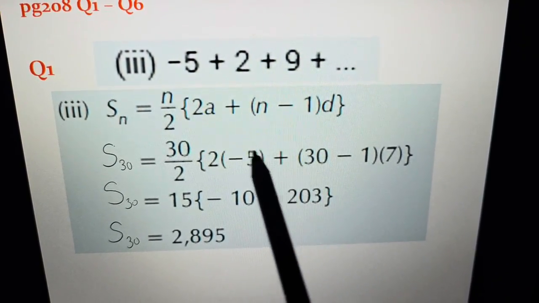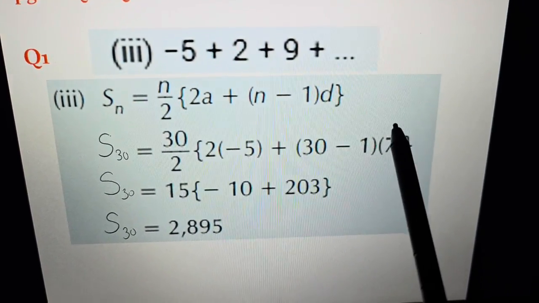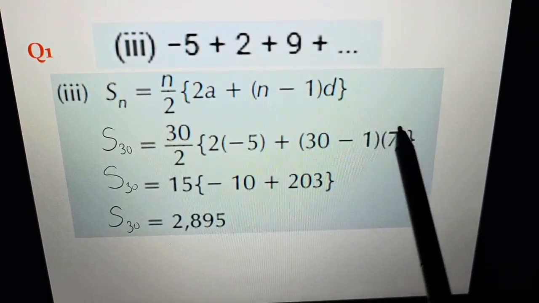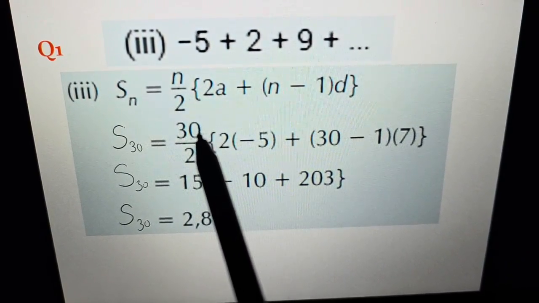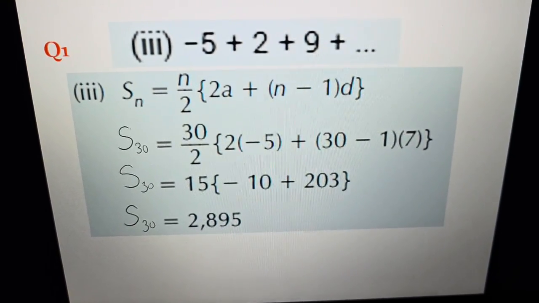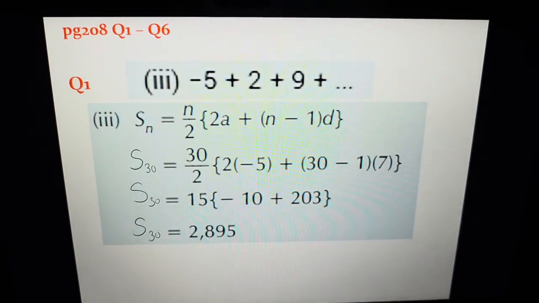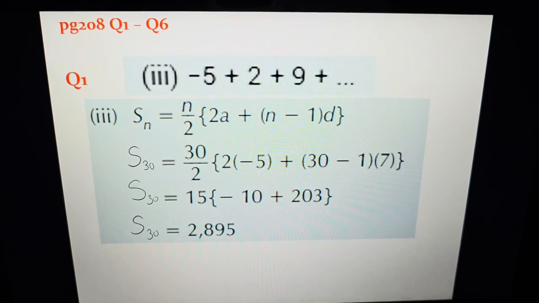You can put it all into the calculator in one go if you want, or you can tidy up inside that curly bracket and then multiply it by 30 divided by 2, which is 15, afterwards, and you'll get 2,895. So that was question 1, part 3.